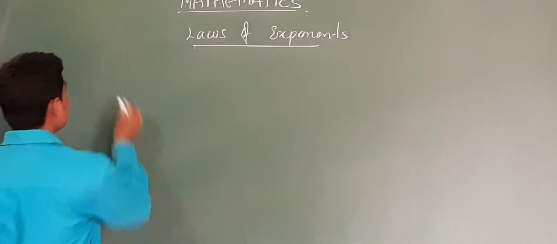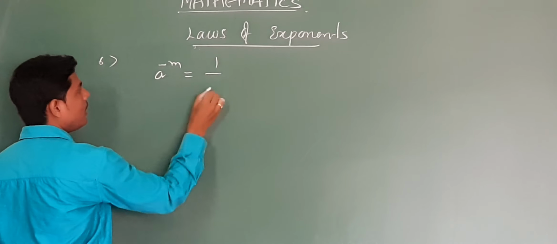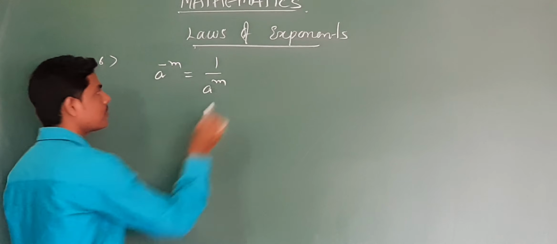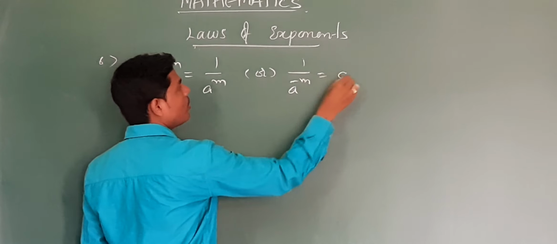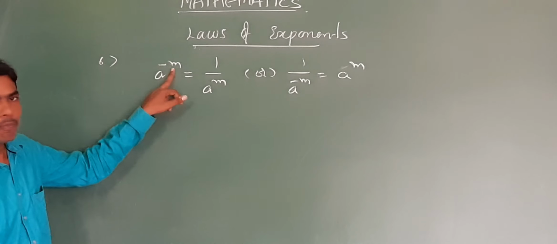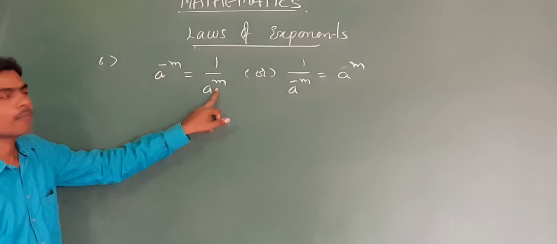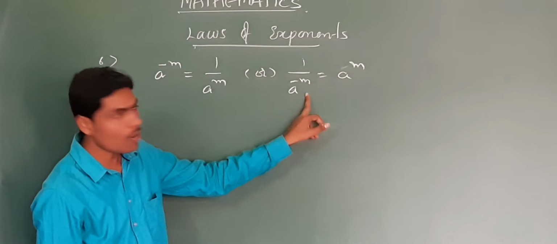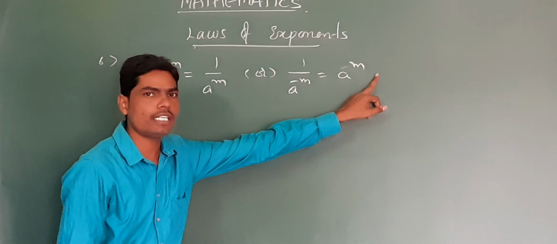Next formula is a to the power of minus m is equal to 1 by a to the power of m, or 1 by a to the power of minus m is equal to a to the power of m. Here it is a negative power. When it comes to the denominator, it will become positive. And if it is in the denominator, it is negative, so when it comes to the numerator, it will become a positive power.